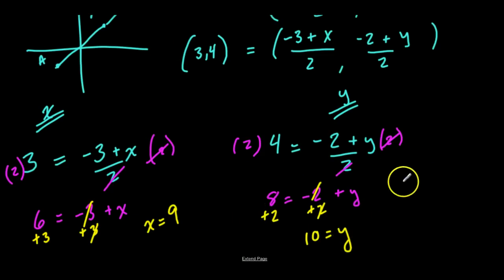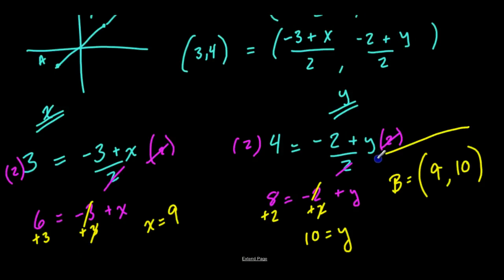Now what that means is that the coordinates of B, our other endpoint, are (9, 10). Alright, so solving it algebraically, we basically had to plug the stuff that we knew into this formula up here and treat it as two separate problems. The 3 came from this piece, and the 4 from the second piece.